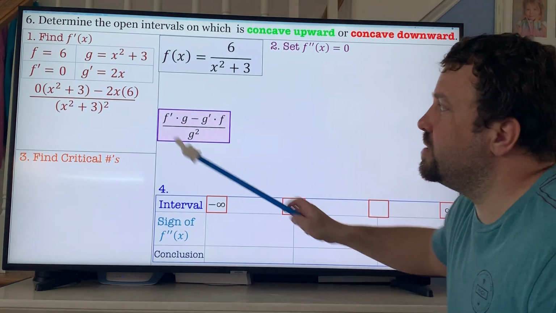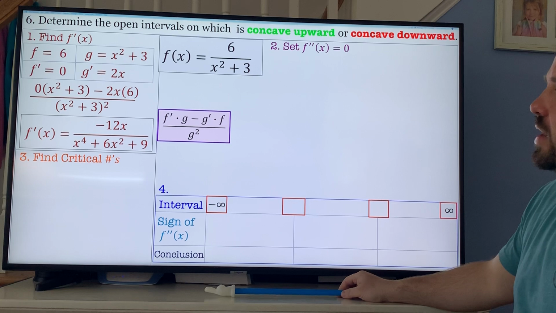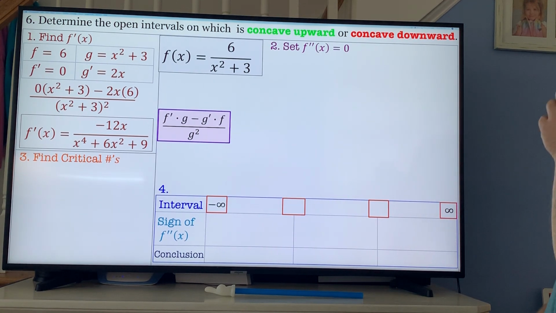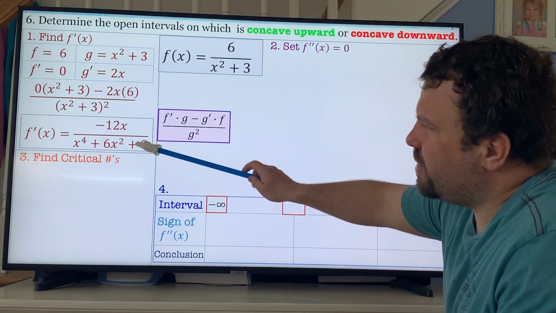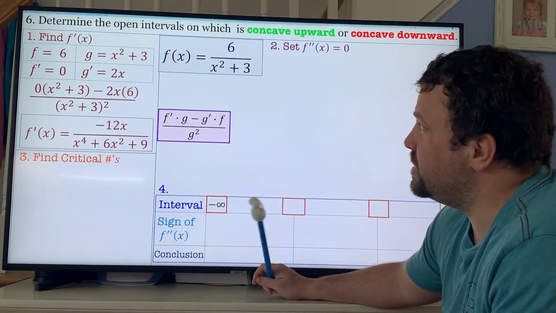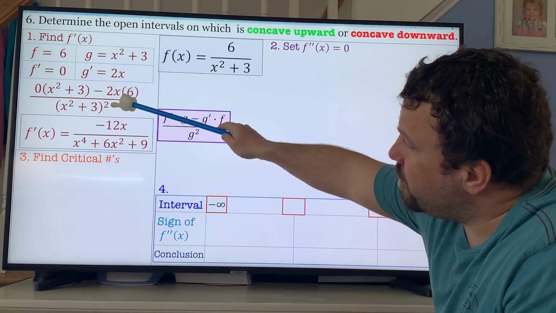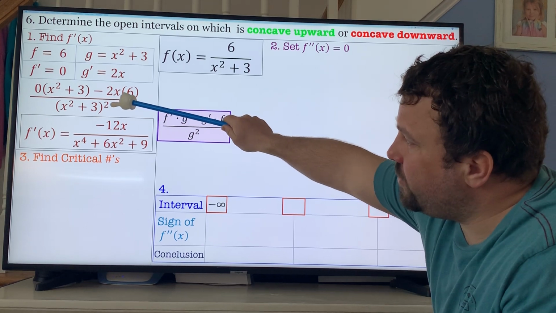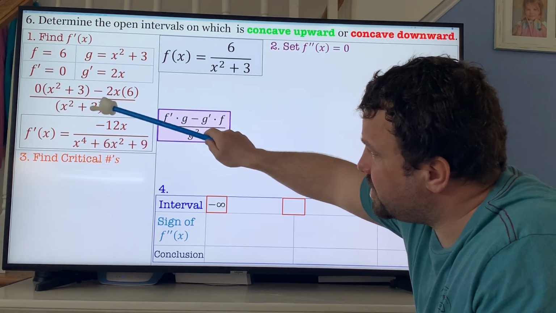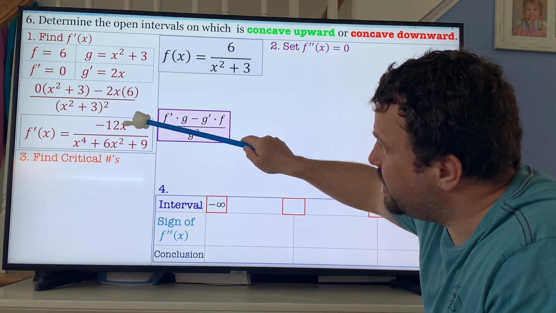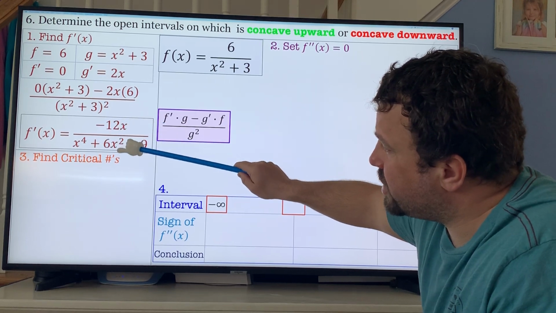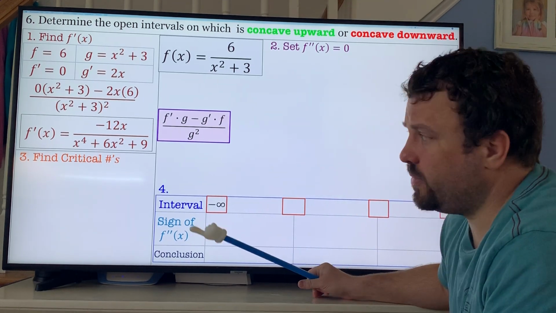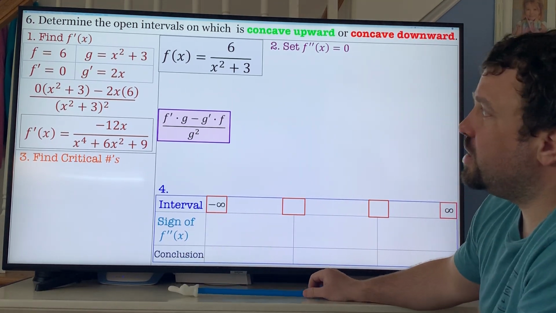All right? 0 times anything is 0, so it's just negative 12x over x to the fourth, 6x squared plus 9. Now, here's where you can go two ways. This way I don't really like doing. I'll show it to you at first. I prefer using the chain rule. But when you take the second derivative, you're going to have to derive the denominator. So if you want to expand this, you can. This is x squared plus 3 times x squared plus 3: x to the fourth, plus 3x squared, plus 3x squared, plus 9. All right? So I'll show you the expansion way first, and if you want to do it that way, it's fine. All right? So that's the first derivative.